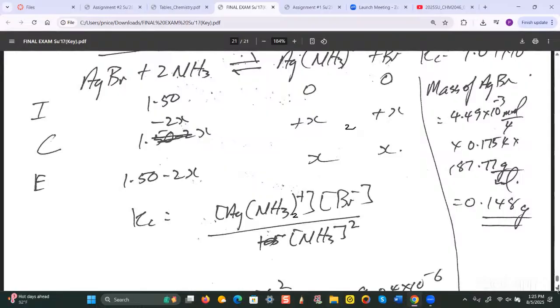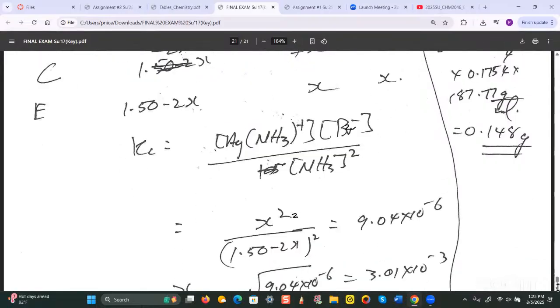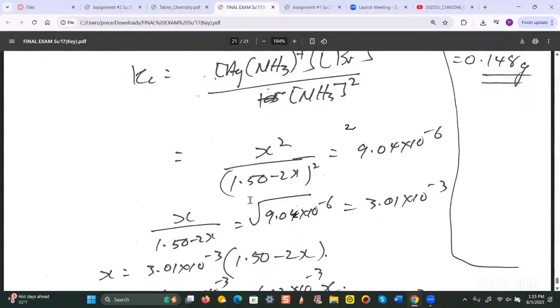So we put the terms in, and we end up with this expression: X squared over (1.50 minus 2X) squared is equal to 9.04 times 10 to the minus 6. And then what I did was find the square root of both sides.